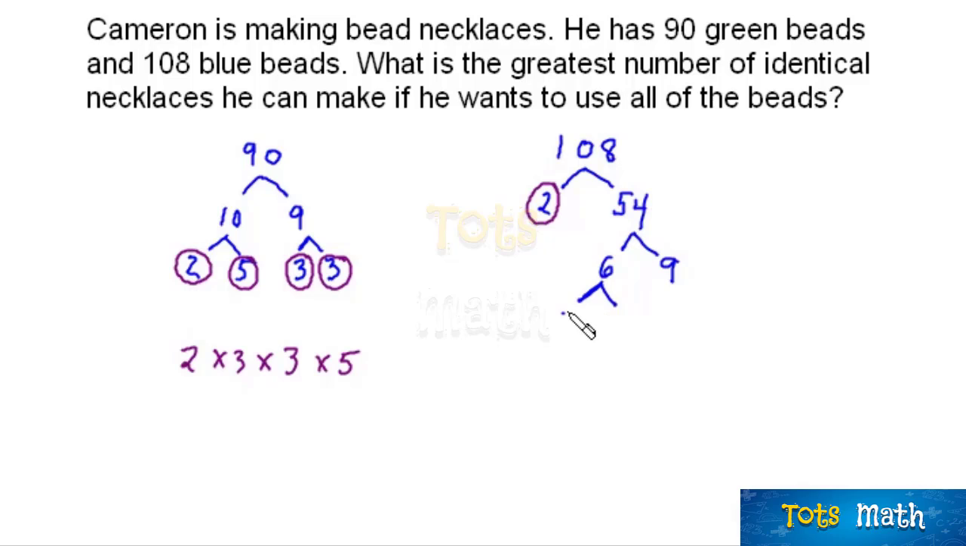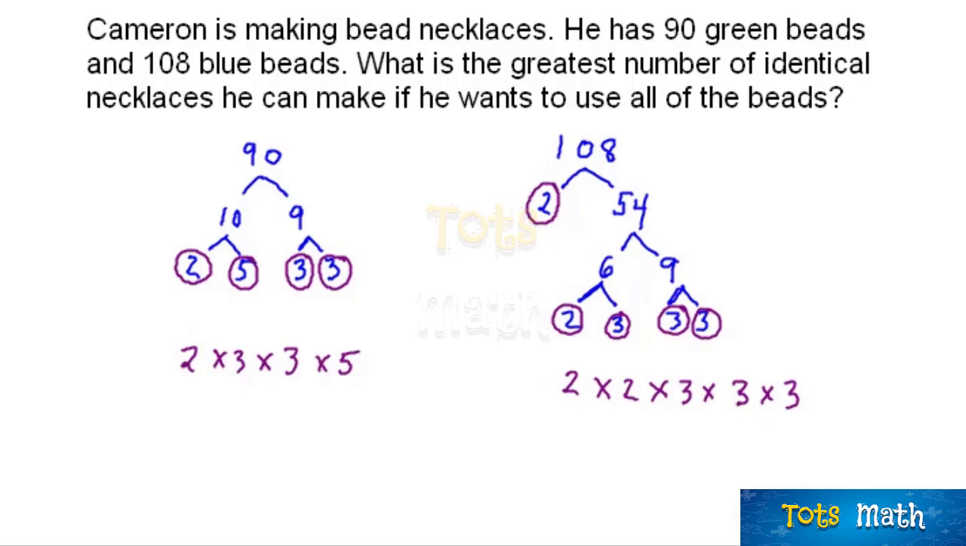6 is the product of 2 and 3, and 2 and 3 are prime numbers. And 9 is the product of 3 and 3, and we know that 3 is prime. So the prime factorization of 108 is 2 times 2 times 3 times 3 times 3.